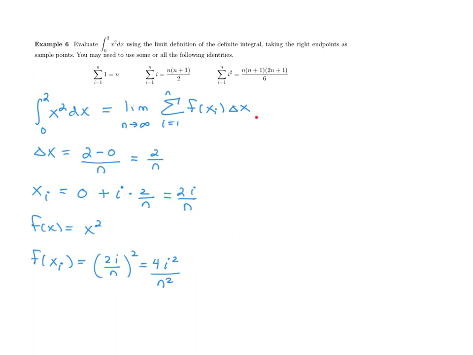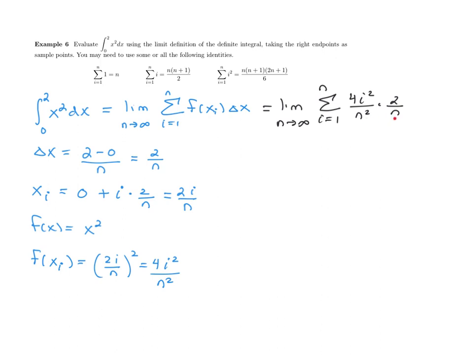I'm going to take all this information and put it into our formula. Let's see what we get. This is the limit as n goes to infinity of the sum of I going from 1 to n of f of x sub I, that's 4I squared over n squared, times delta x, which is 2 over n. Our job is to now somehow compute this thing. That means simplify this, figure out its sum, and then take the limit as n goes to infinity.